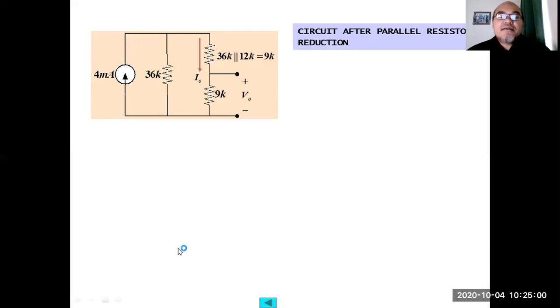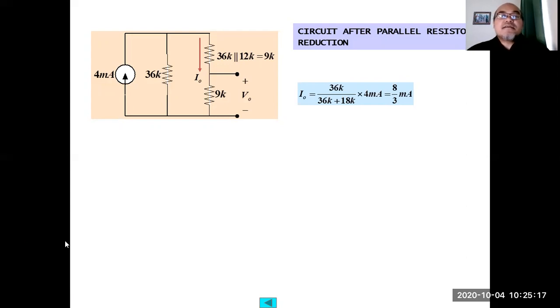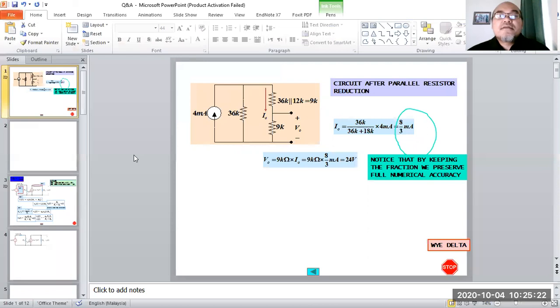This resistor is 9 kilo ohm, from the parallel result of the 36 kilo ohm and 12 kilo ohm. Now the question is, what if?